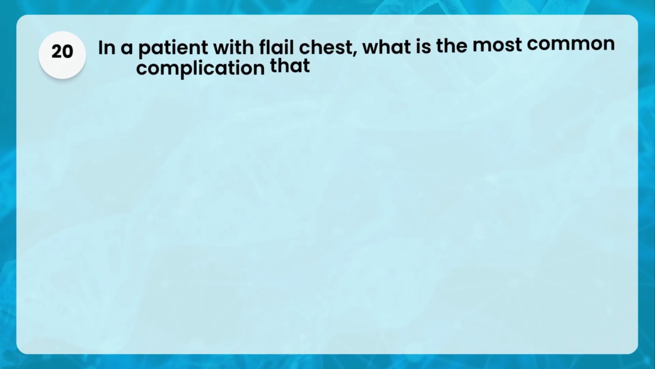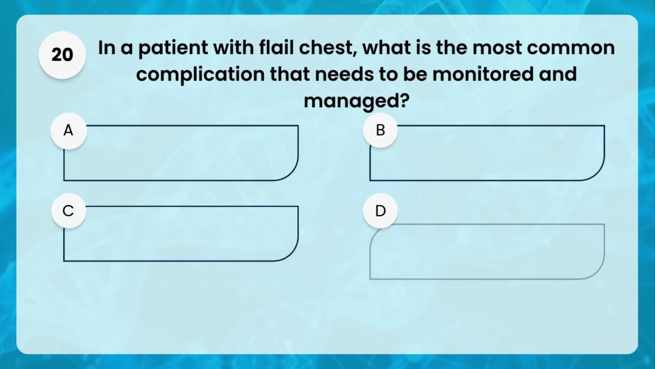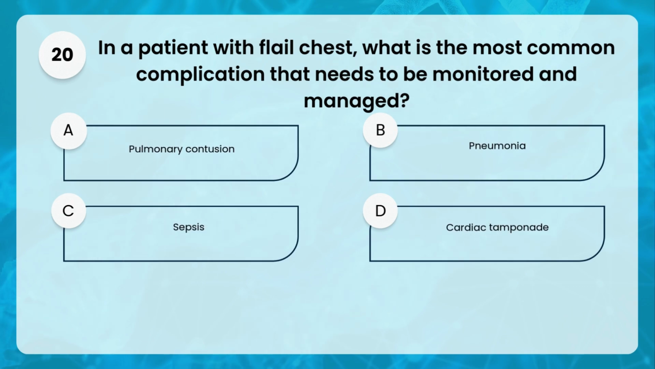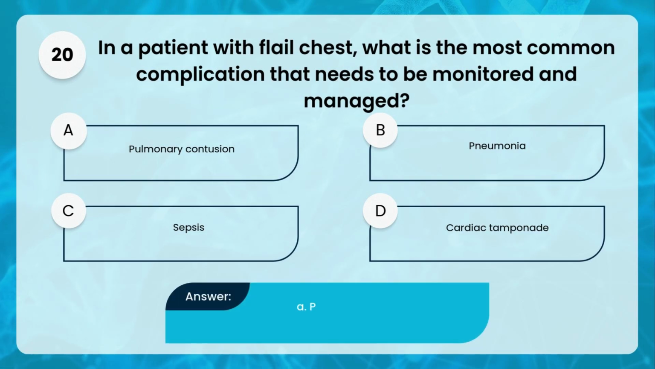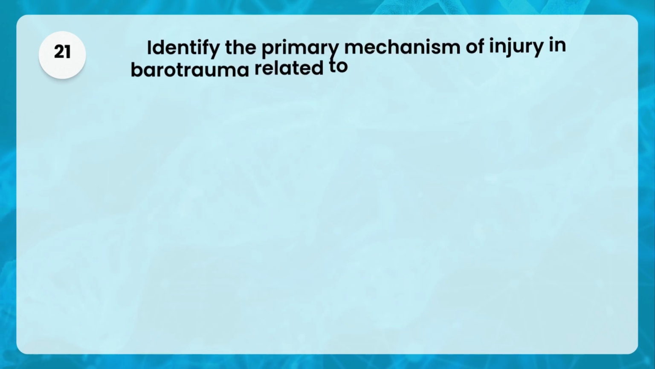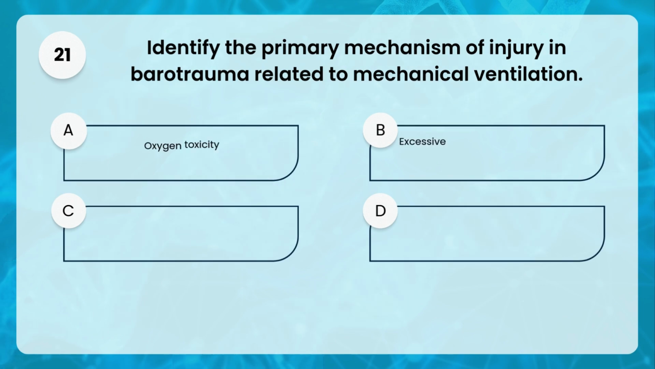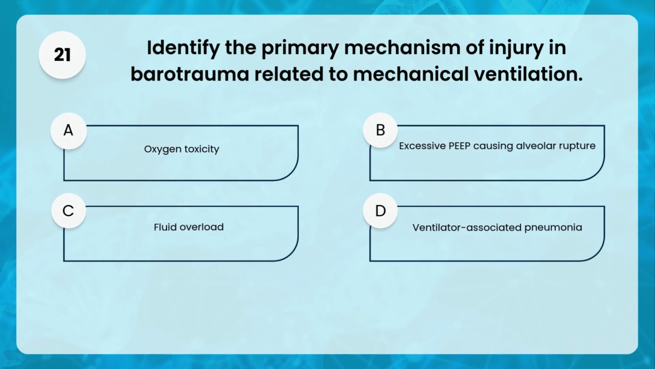20. In a patient with a flail chest, what is the most common complication that needs to be monitored and managed? A. Pulmonary contusion. B. Pneumonia. C. Sepsis. D. Cardiac tamponade. The answer is A. Pulmonary contusion.